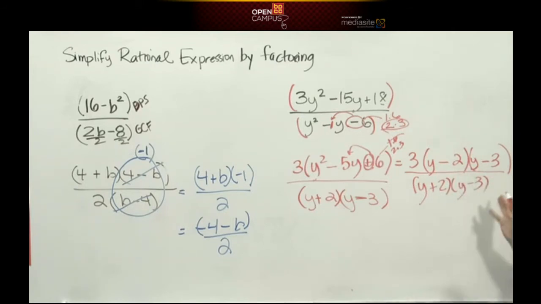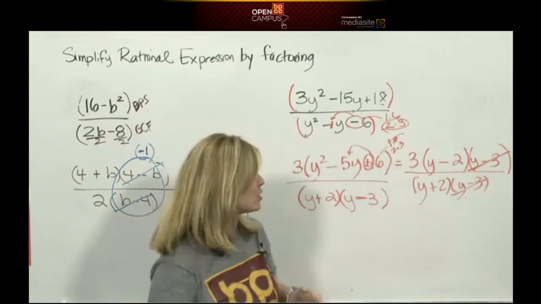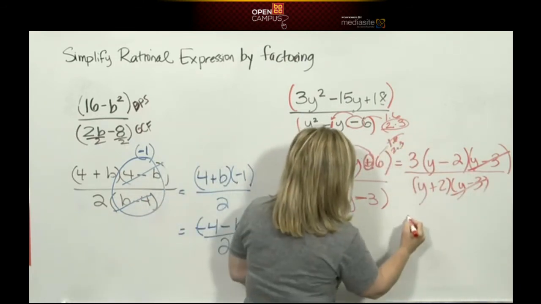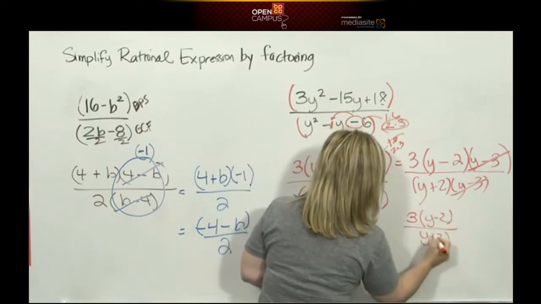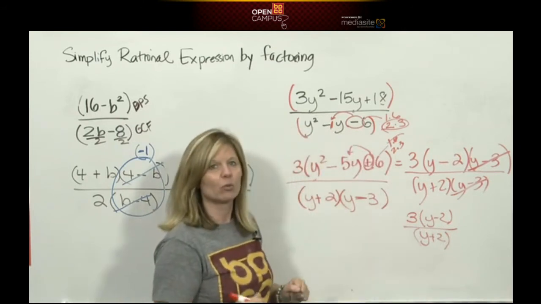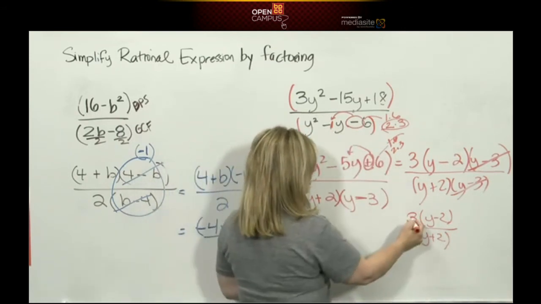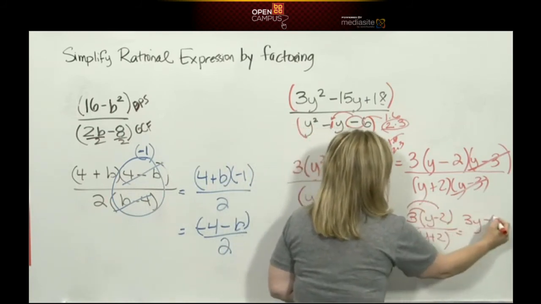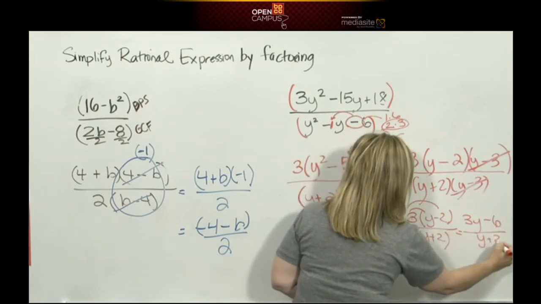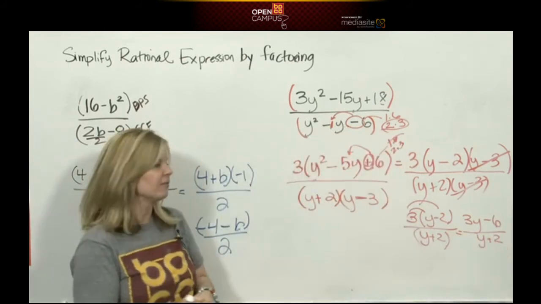We're done factoring. Now we're ready to divide, cancel. Y minus 2 and y plus 2 are conjugates. I can't do anything with that. But a y minus 3 and a y minus 3 are the exact same binomial. When you divide the same binomial, it cancels out and makes a 1. So what we're left with is in the numerator 3 times (y minus 2), and in the denominator y plus 2. That's one way to write the reduced fraction. Another way would take the 3 and distribute it. So this is really 3y minus 6 over y plus 2. And that's another way to write the simplified fraction.